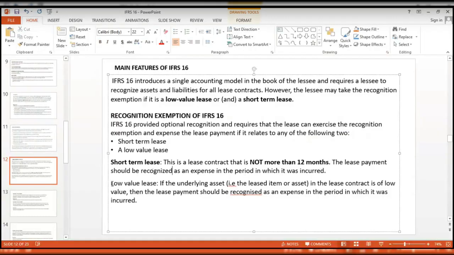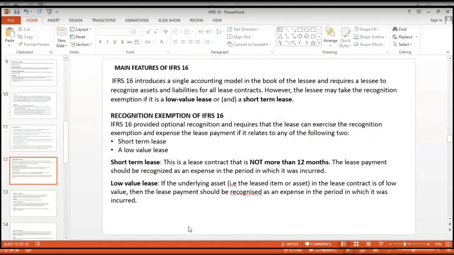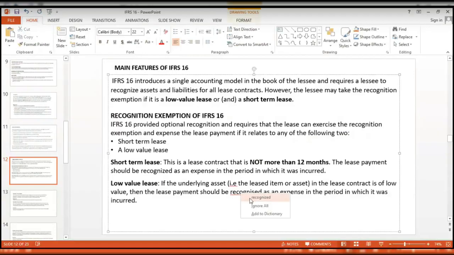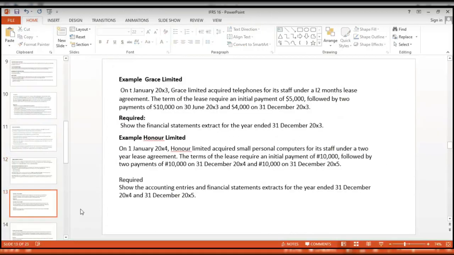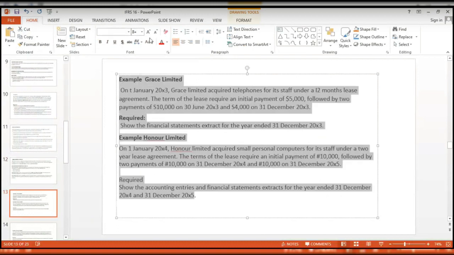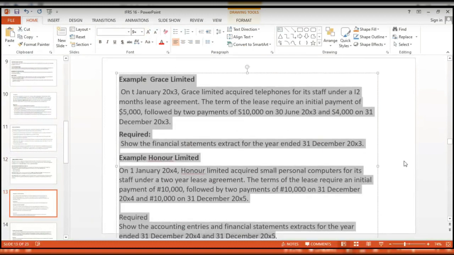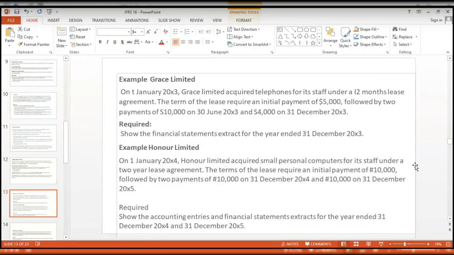Then we talk about low value lease. If the underlying asset, that is the leased item or asset in the lease contract, is of low value, then the lease payment should be recognized as an expense in the financial statement in the period. Expense in the statement of profit or loss. That's what we're trying to talk about. So let's see an example of what we're talking about here. This will serve as our example 1 in today's class.